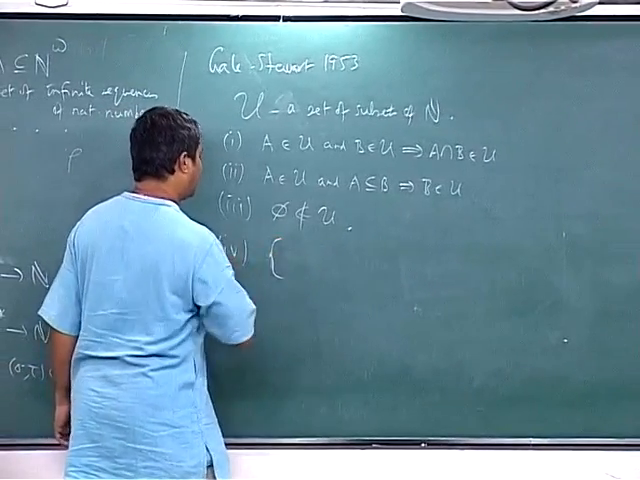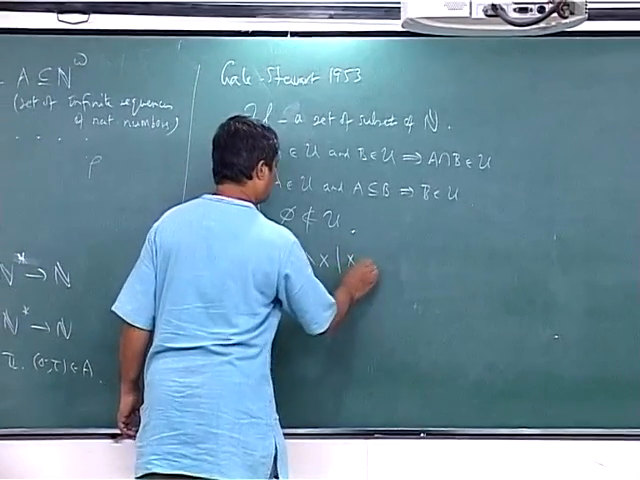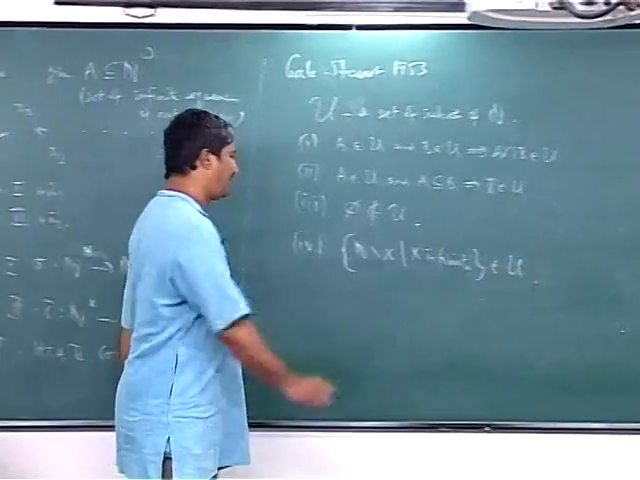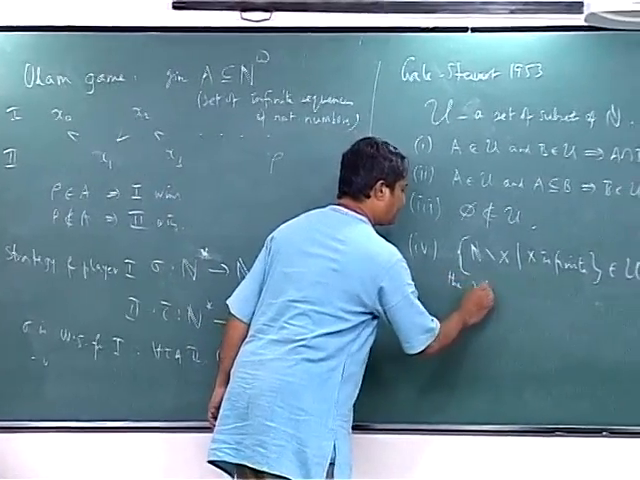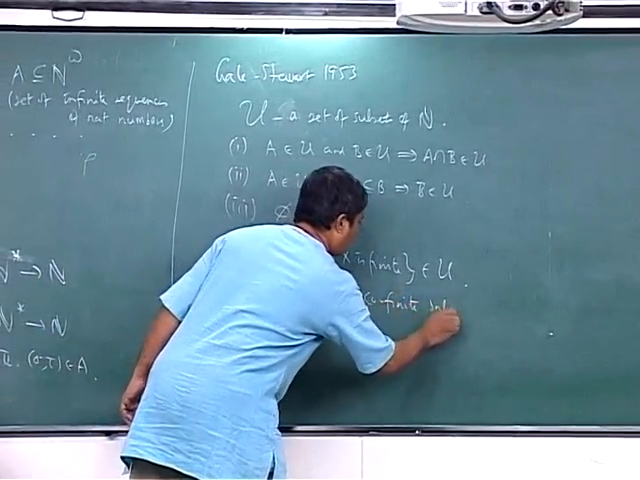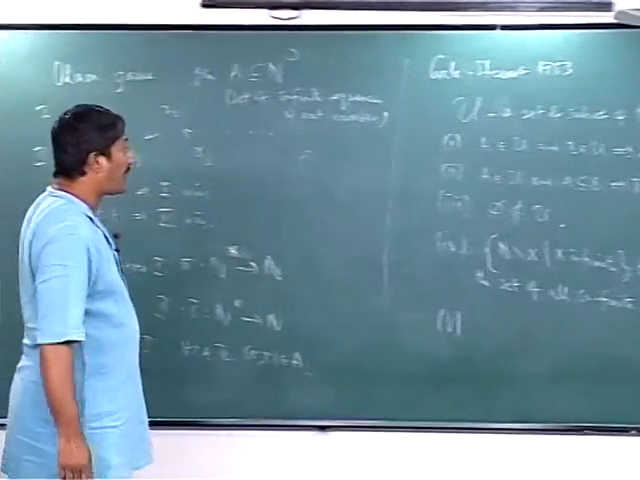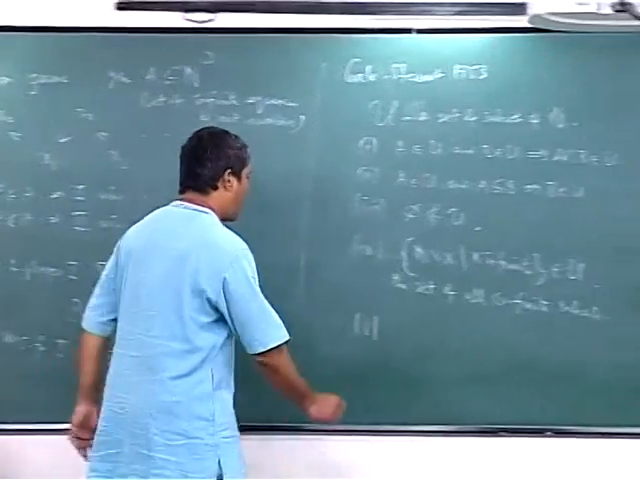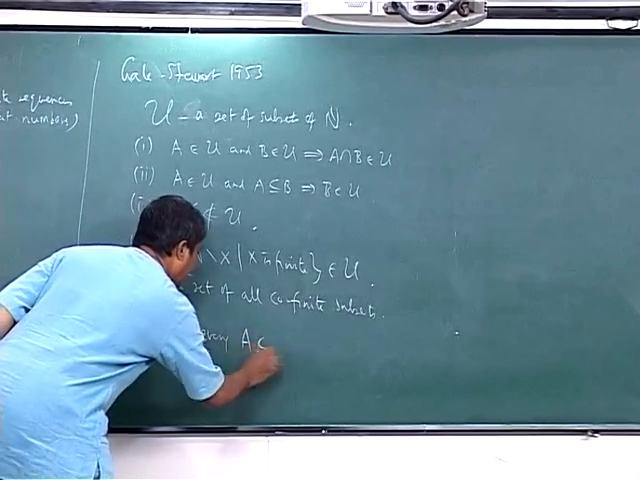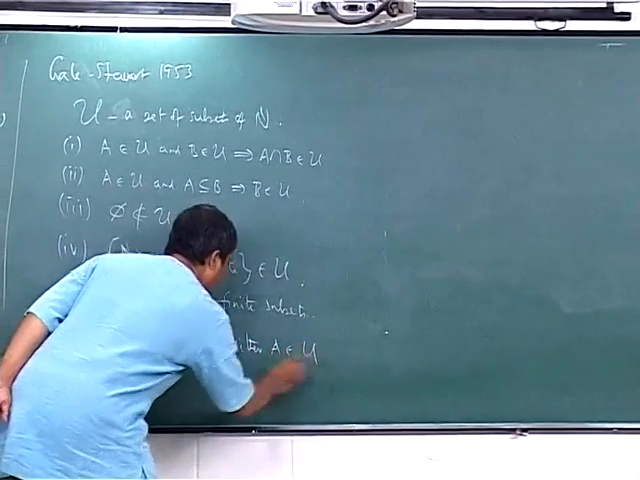So what is this set? The set of all N minus x such that x is finite belongs to U. This is the set of all cofinite subsets. And lastly, for every A a subset of N, either A belongs to U or its complement belongs to U.